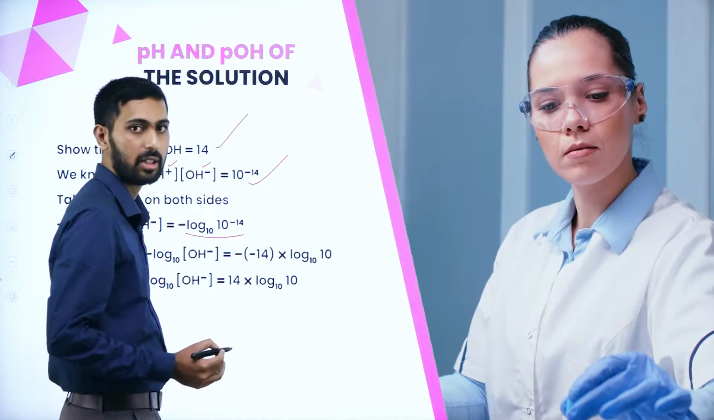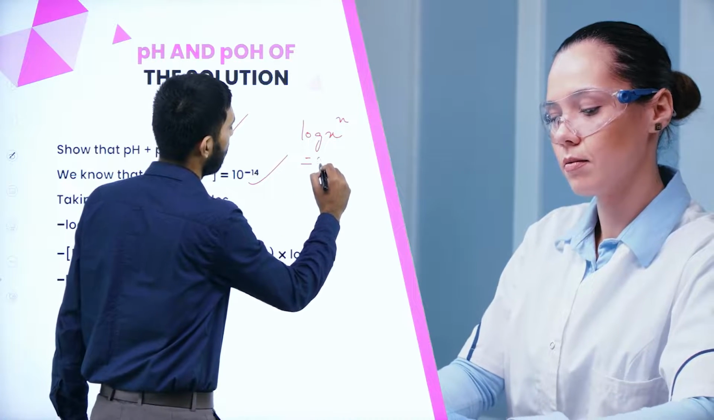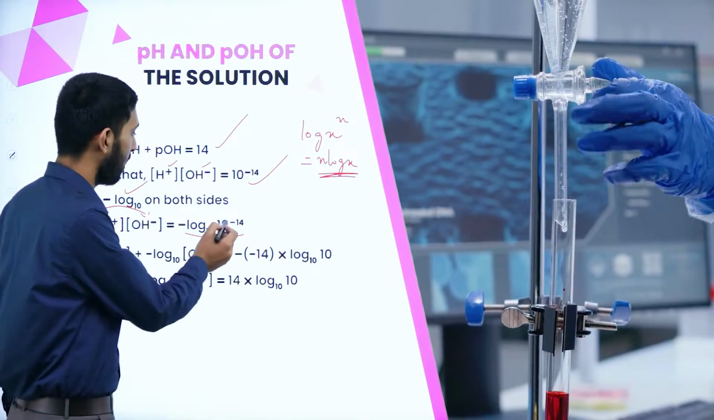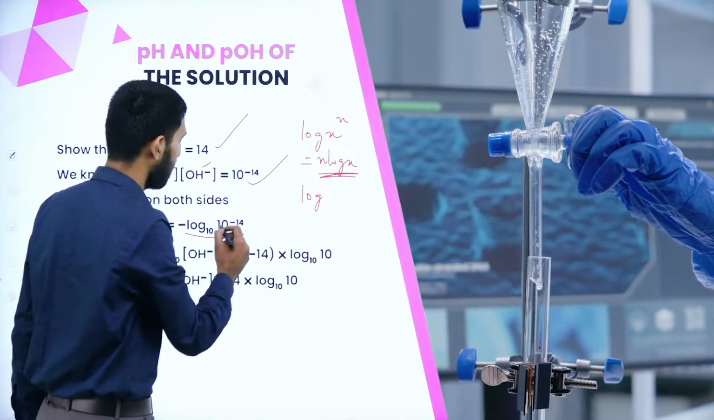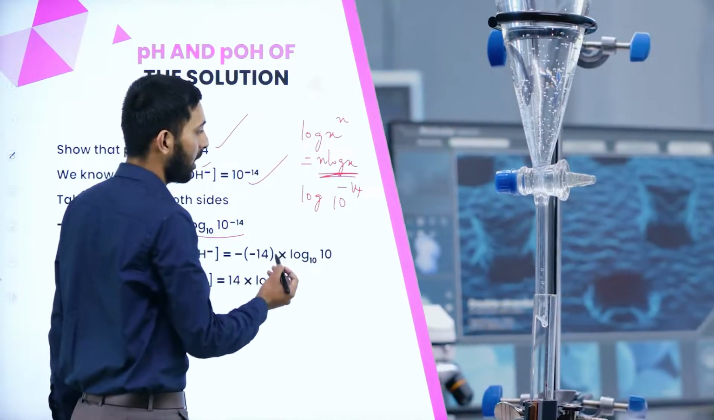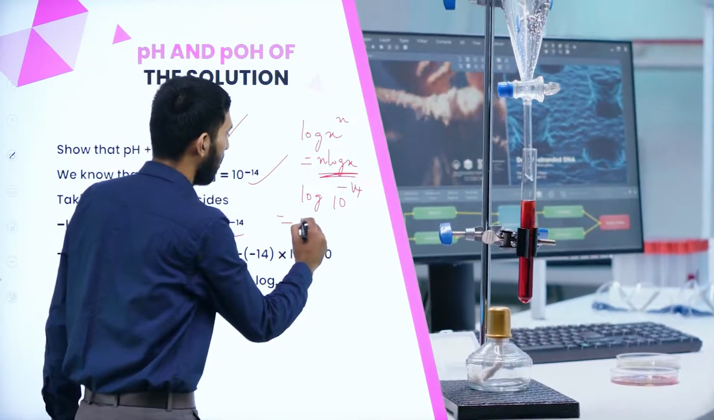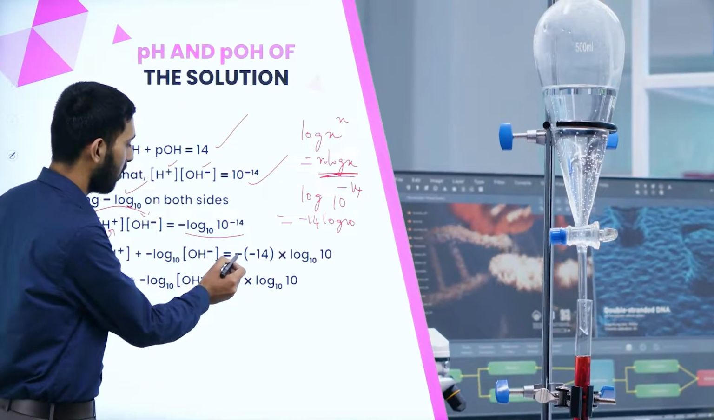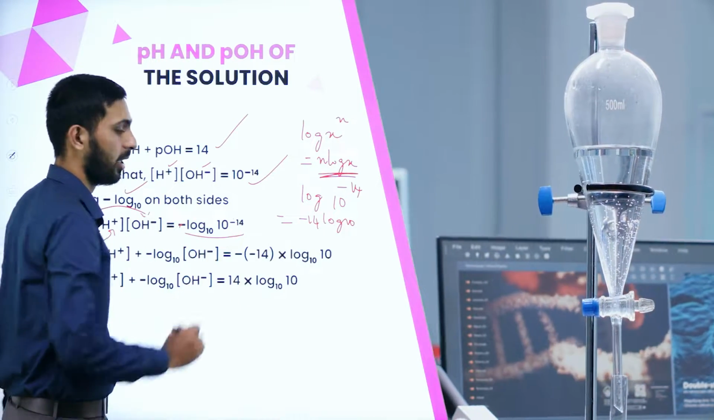From mathematics, one formula is there, right? Log x to the power of n is equal to n log x. On that basis, I have taken log x to the power of n. Here x means 10 and n means minus 14. So we get n log x, which is minus 14 log 10. Here the minus sign is there, and minus 14 I have taken into log 10.